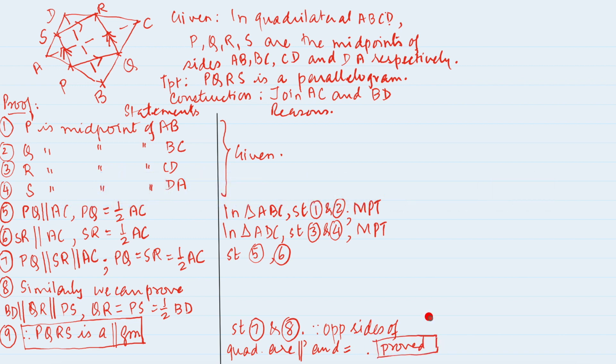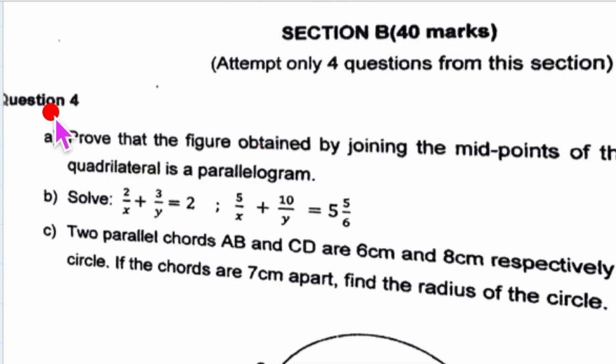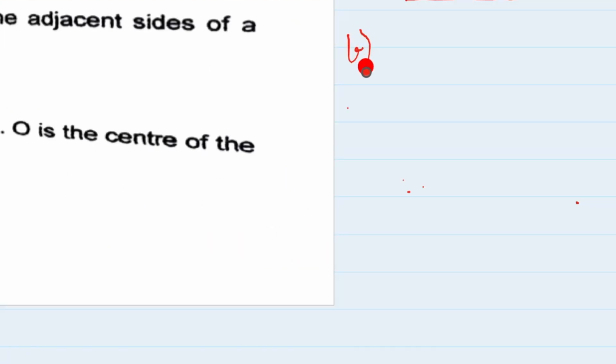Okay, let us come to the B part. This was your question 4A. Let us come to question 4B part here. Solve this. Now these are simultaneous equations. So let us write them first. We will write B and we will write 2 upon x plus 3 upon y is equal to 2, and that is our equation 1.